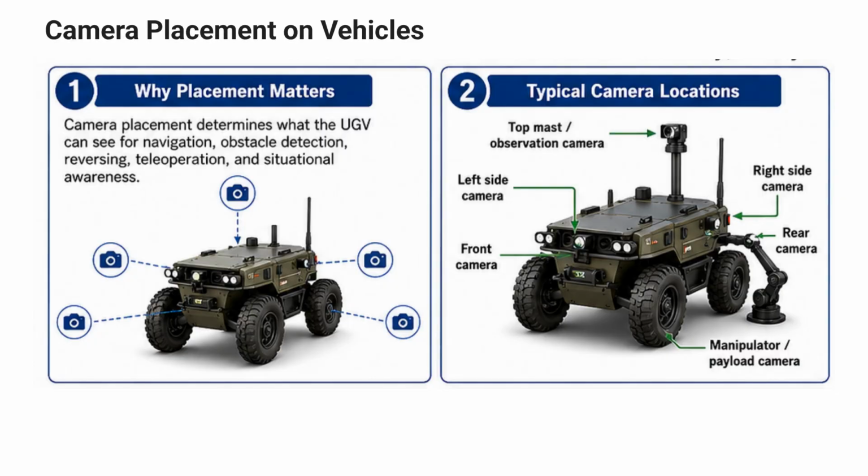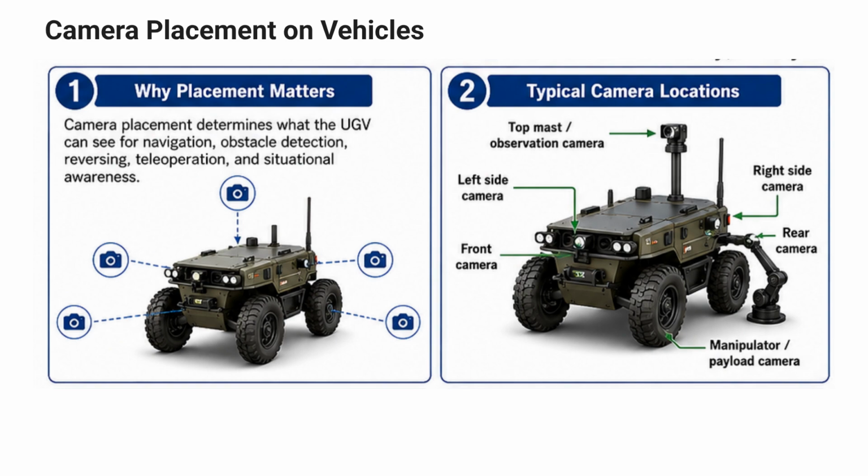Now let us understand why camera placement matters on an unmanned ground vehicle. The position of each camera determines what the vehicle can see during navigation, reversing, obstacle detection, teleoperation, and surveillance. Poor placement can create blind spots, blocked views, or limited visibility close to the vehicle.